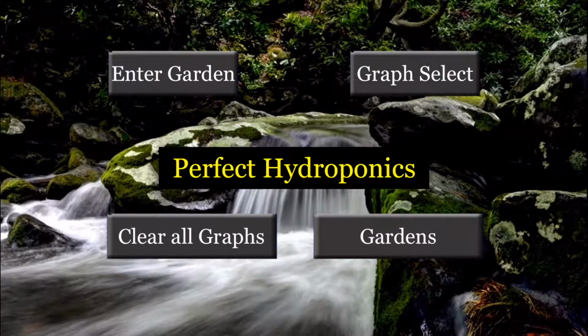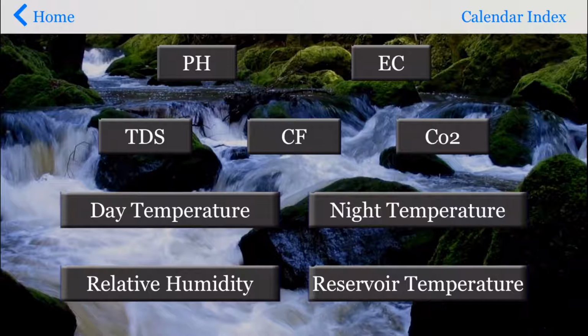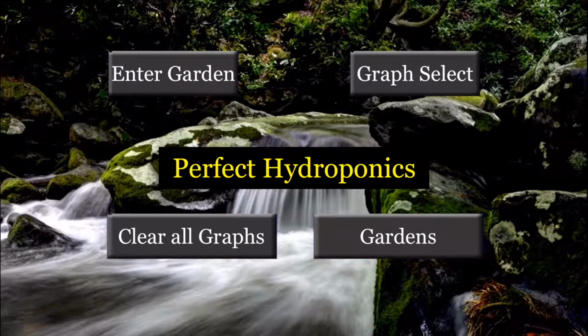So this is the home page. If you select Enter Garden on the top left, it'll bring you into the calendar page, which we'll see in a minute, where you can start documenting. Graph select on the top right brings you into the graph shortcut where you can select between any one of 9 graphs to view your data once you put information into the application, which we will be going over. And then Perfect Hydroponics is just a link to www.perfecthydroponics.com, which has more information on the application as well as general information on hydroponics.